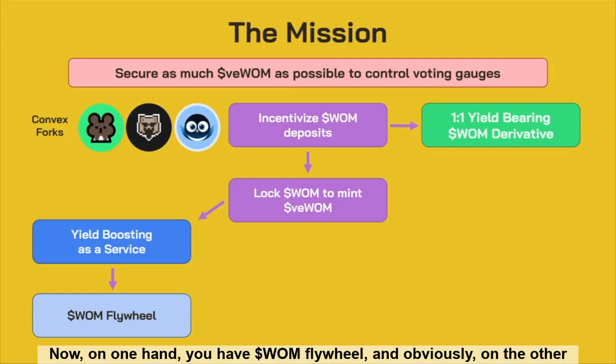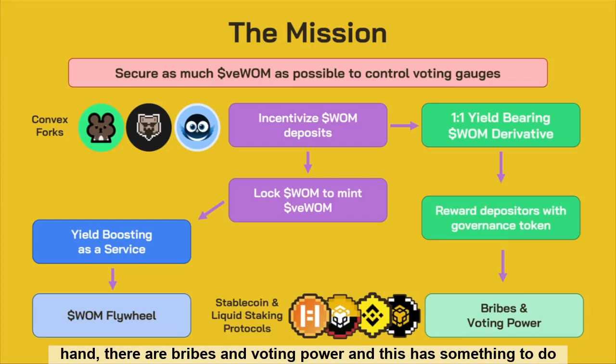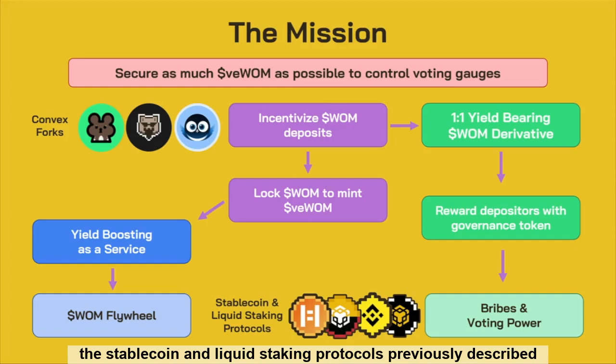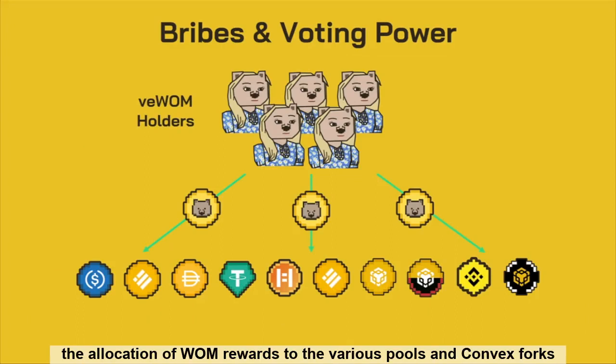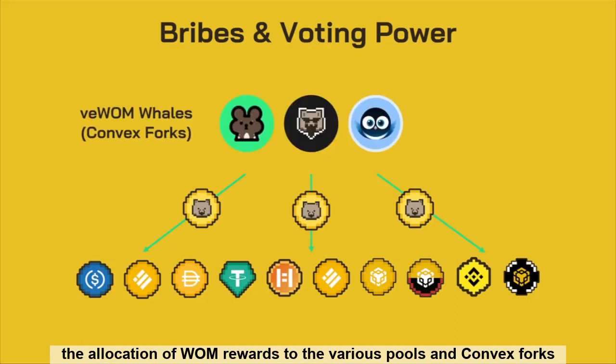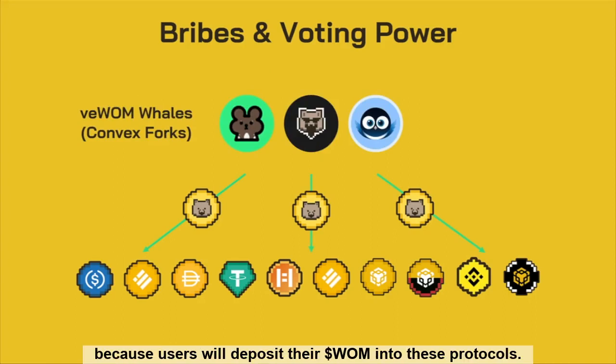Now, on one hand, you have the WOM flywheel, and obviously on the other hand, there are bribes and voting power. And this has something to do with the stablecoin and liquid staking protocols previously described earlier in this video. Under voting gauges, VEWOM holders determine the allocation of WOM rewards to the various pools. Convex forks are effectively massive VEWOM whales because users will deposit their WOM into these protocols.